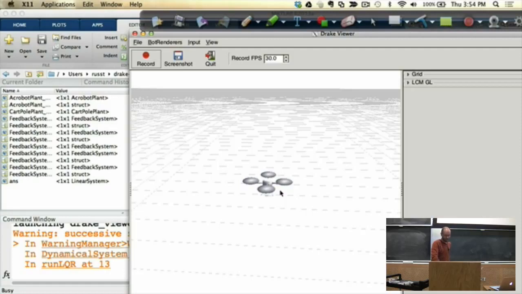Okay, so quadrotors are easy if you're willing to linearize. And we're going to get to the point where we can do pretty fancy things with quadrotors. We'll get them darting through trees and forests and the like pretty soon.